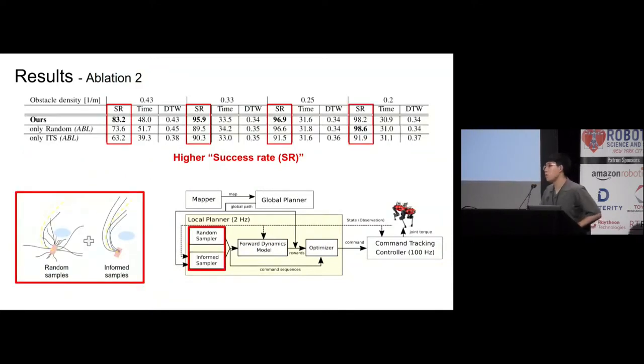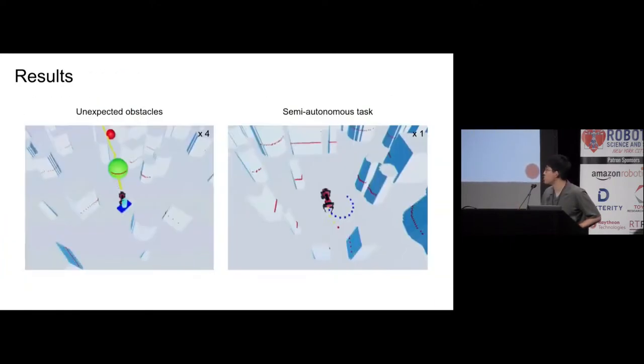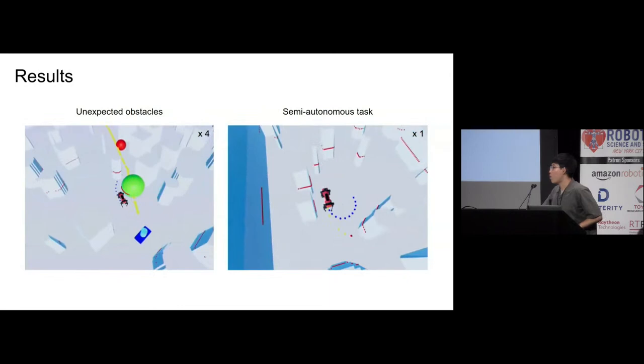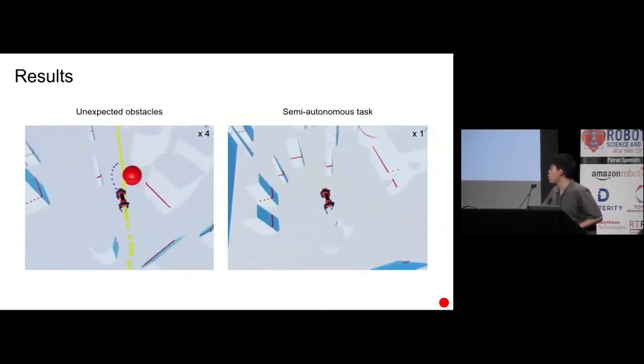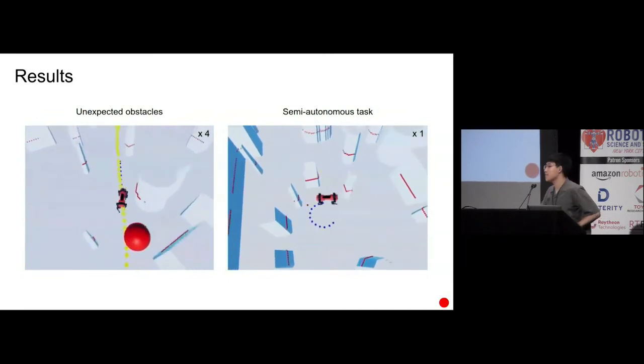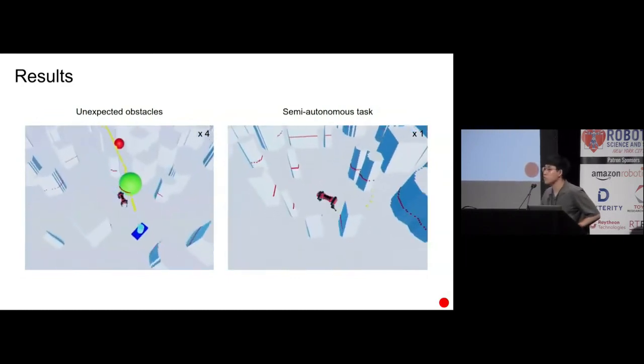The method, using both the random sampler and informed trajectory sampler, showed the best performance compared to the method using only one of them. It was because random sampler can generate diverse samples for exploration, while informed trajectory sampler can provide rich samples and guide toward a precise solution. Furthermore, our proposed local planner can reactively handle unexpected obstacles on the global path and can also be extended to semi-autonomous tasks with minimal changes.